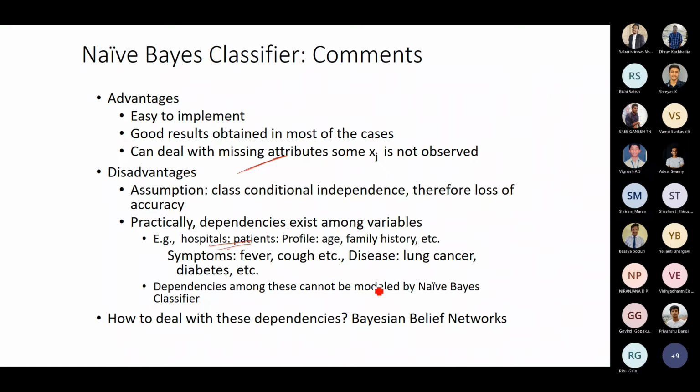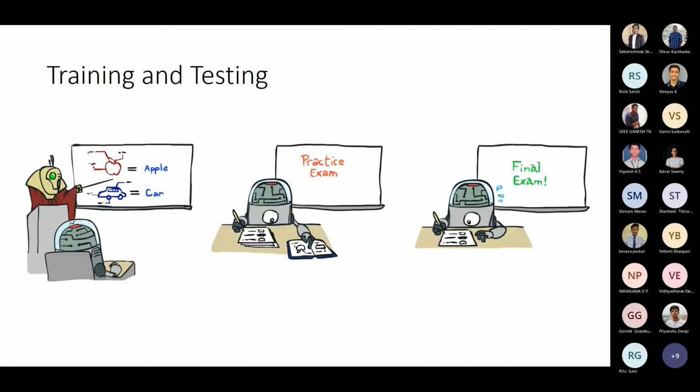This naive Bayes classifier cannot model that. So how do you deal with dependencies? We have the Bayesian belief network, which we will be discussing after this, two more topics in this particular unit.